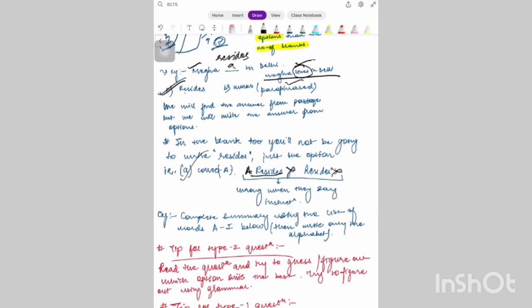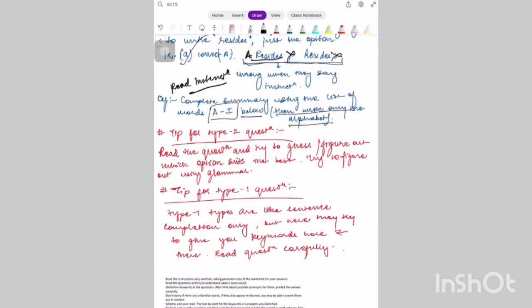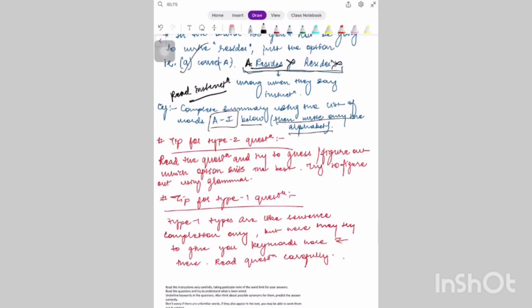When the instruction says complete the summary using the list of words from A to I below, then you have to write the alphabet only. So it becomes very important to read the instruction as well. Otherwise you might have the right answer in your hands, but you'll lose marks because you didn't read the instruction. Now there is a tip for solving type 2 questions.